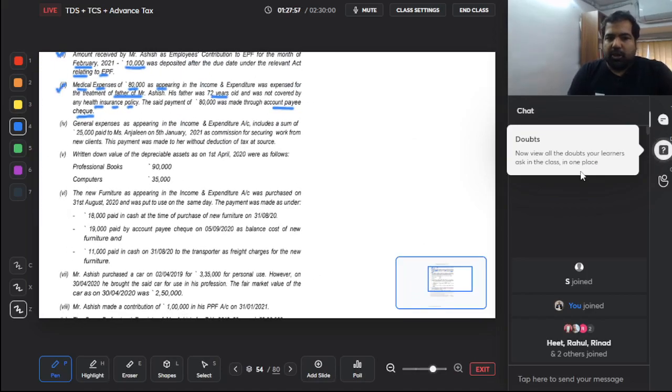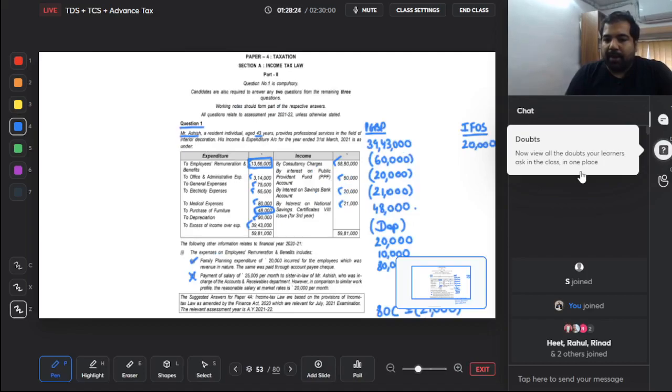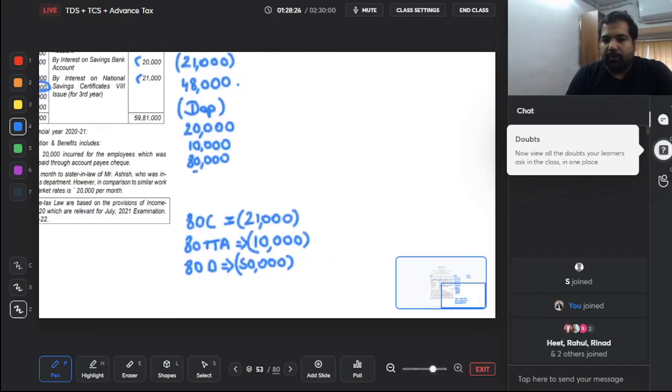This is also done. General expenses appearing in the income and expenditure account includes a sum of 25,000 paid to Angeline on 5 January 21 as commission for securing work from new clients. The payment was made without deduction of taxes. So guys, if you pay without TDS, assuming Angeline to be a resident, 30% of that 25,000 will be disallowed. So 7,500 I'll have to add back. Yes, 7,500 I'm going to add back.